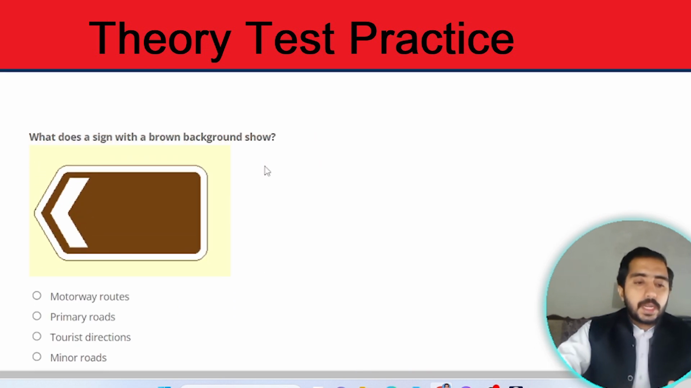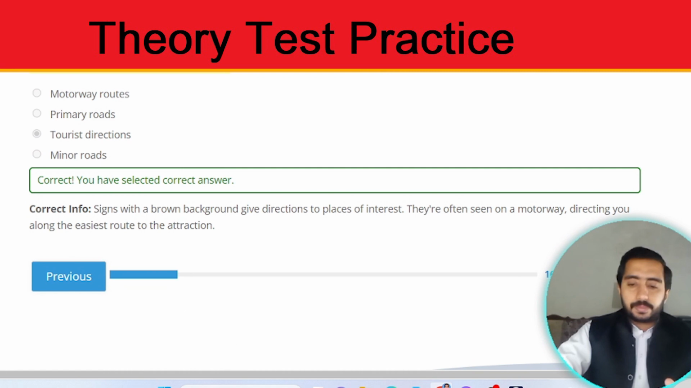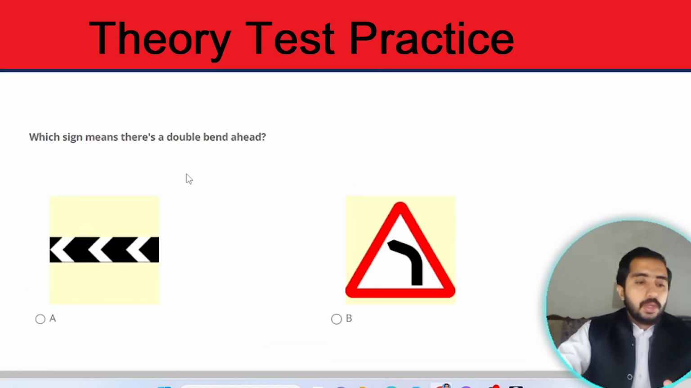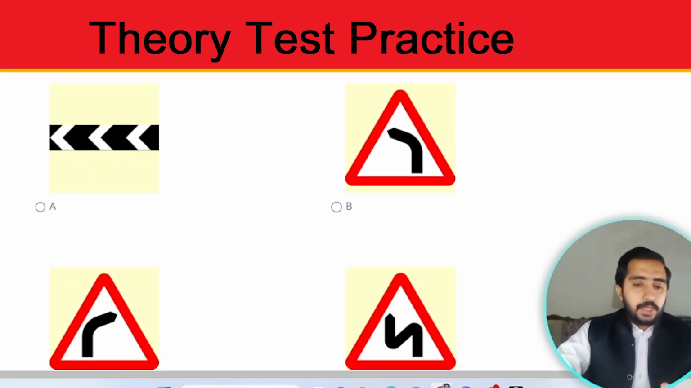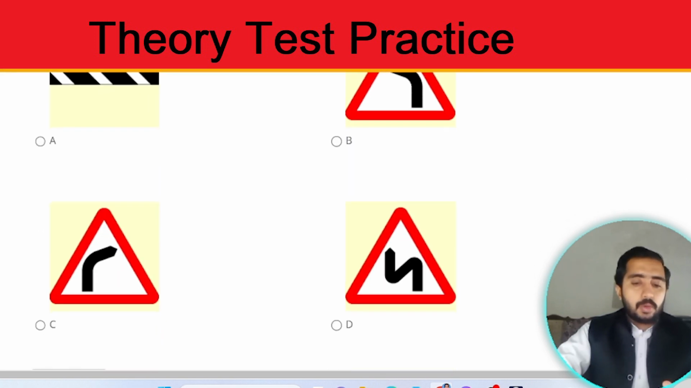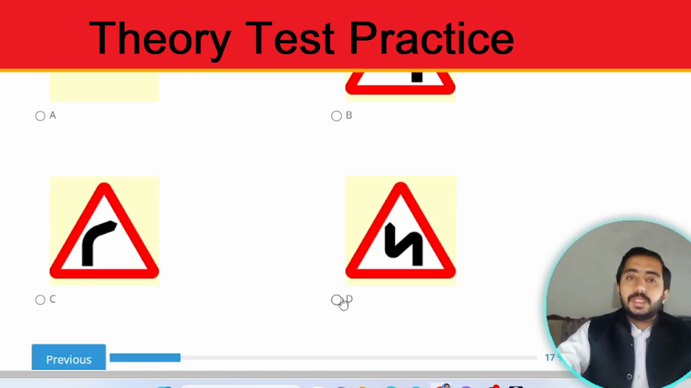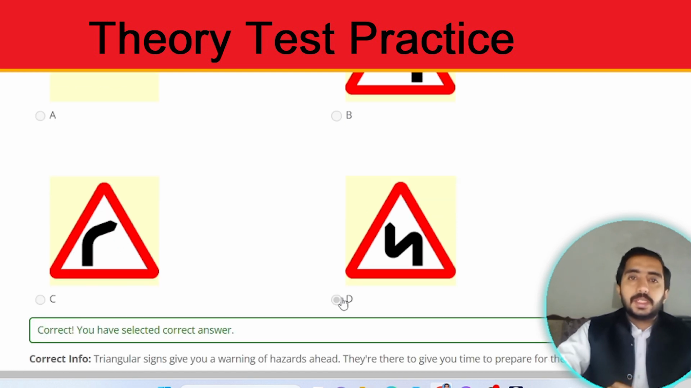What does this sign with the brown background show? Okay, it means tourist direction. Next one. Which sign means there is a double bend ahead? Sign A, no, B, C. Okay, a double bend is represented by this sign B. Option D is the correct one.